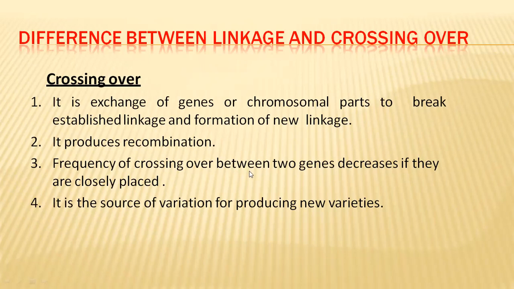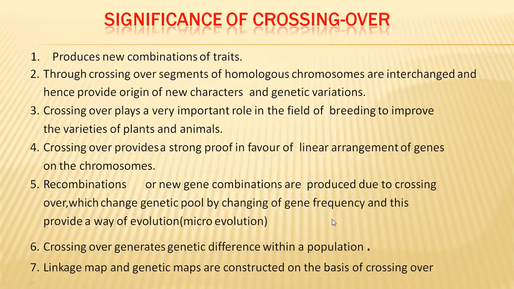And the frequency of crossing over between two genes decreases if they are closely placed. When two genes are closely arranged, linkage is high, and crossing over in between them decreases. And crossing over is the source of variations that produces new varieties. Now the significance of crossing over. Crossing over produces new combinations.